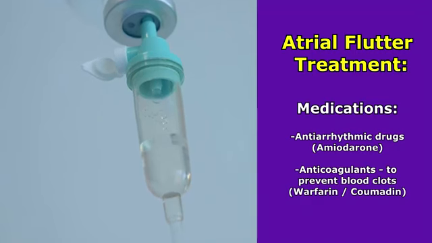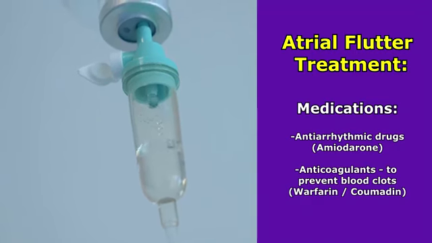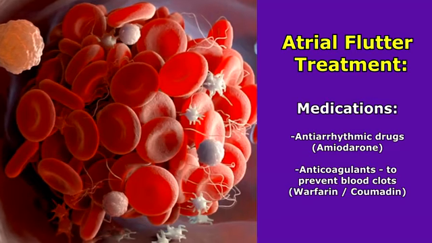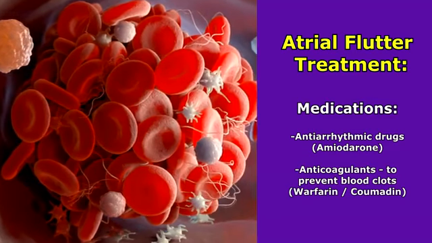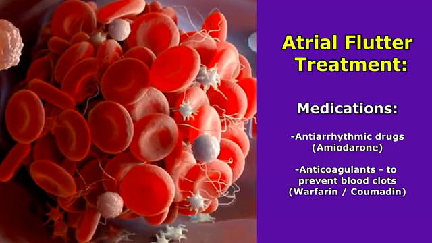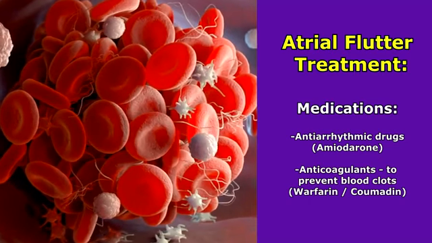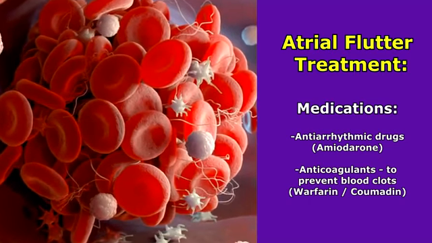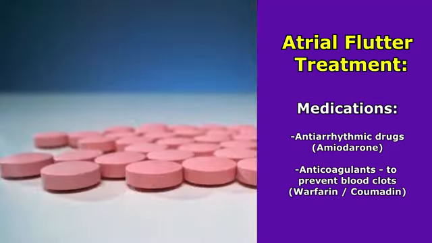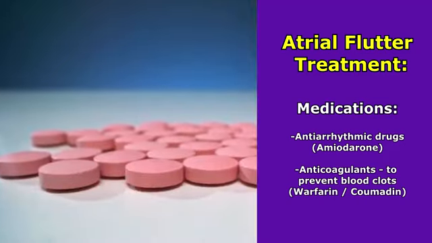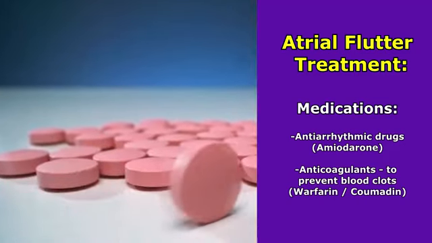And one thing we really want to do with this rhythm is we want to prevent a blood clot from forming, because those atria are not contracting as they should, and blood can pool there. And whenever we have blood pool in the heart, it could lead to a blood clot. So the patient may be on some anticoagulants such as warfarin, also known as Coumadin, to help prevent this.